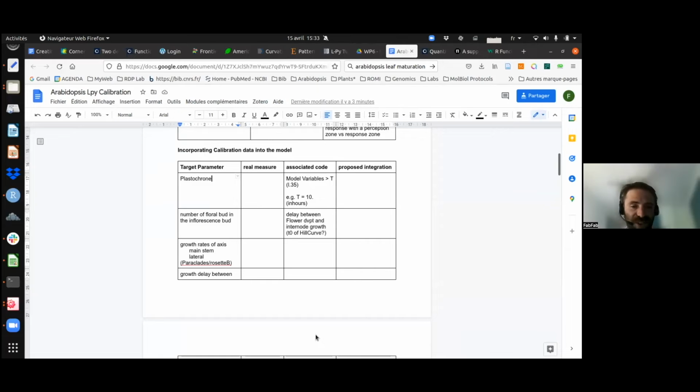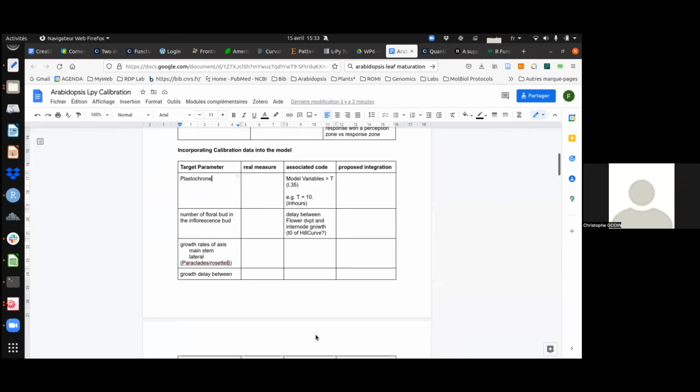So the last sentence was: once I treat my data with a kind of statistical analysis, I can put a mean plastochron here instead of this arbitrary value, which is not an arbitrary value because you take it on purpose, I guess. Yes. Right. But I can fit this plastochron with my data. And then we have to discuss how to incorporate noise or variance, let's say, in it.